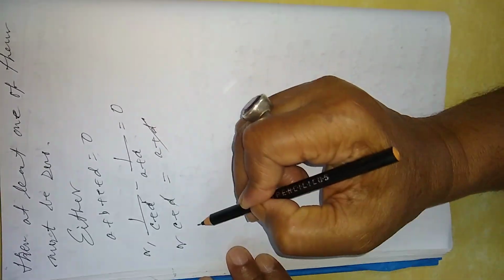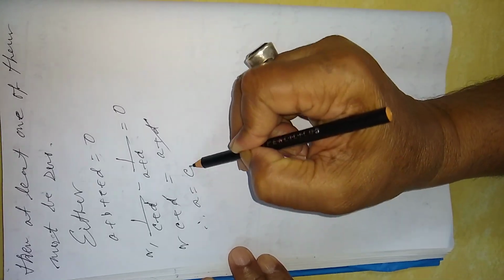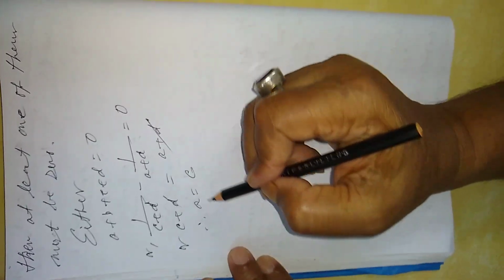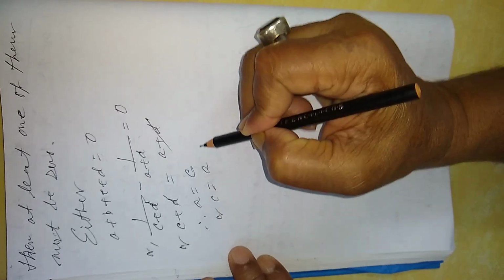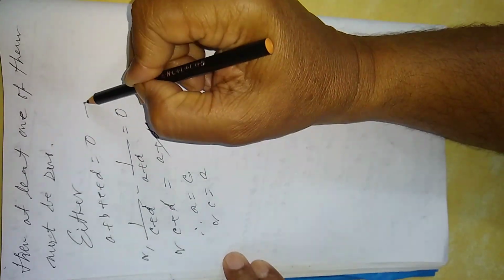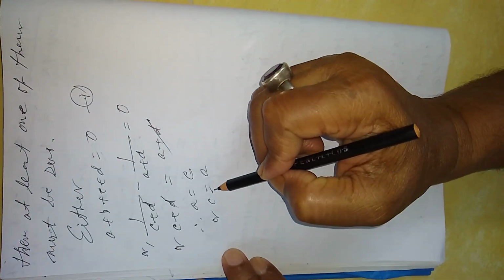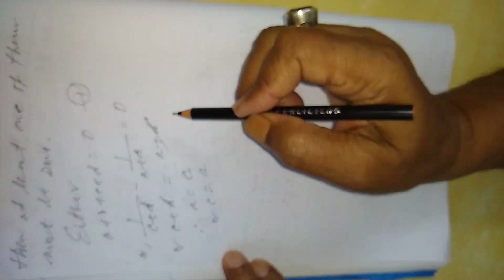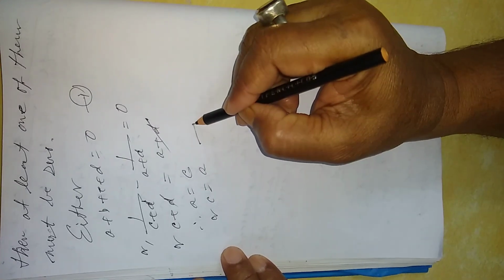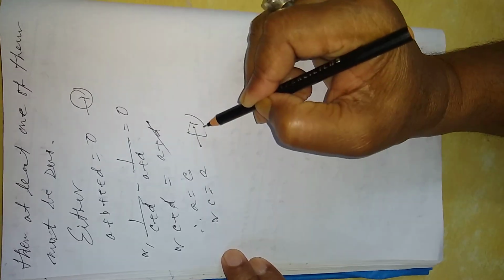Therefore, d cancels. Therefore, a is equal to c, or c is equal to a. The same thing. So the first condition was a plus b plus c plus d equal to 0 and the second condition was c is equal to a. So the sum is over. That is the very vital sum for all of you. Thank you very much.